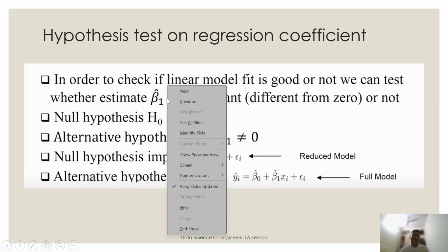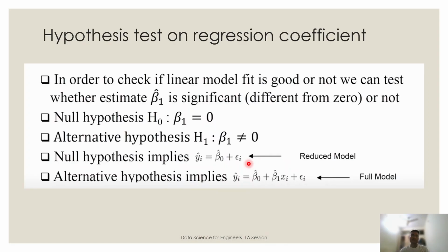Another way is hypothesis testing. In hypothesis testing, we are testing the B1 value we are getting here. If that B1 value is zero, meaning your slope is zero, then whatever X value you put will have no effect on the Y value. That means your output is not dependent upon your input. That is exactly what we are testing with the help of hypothesis testing.